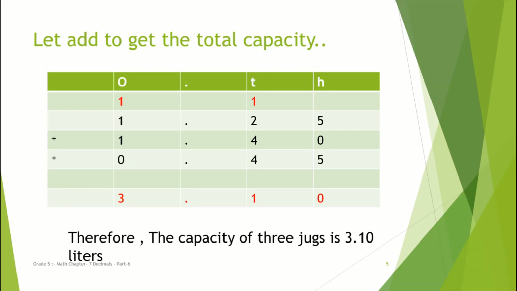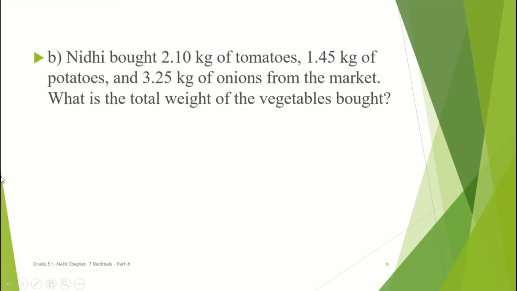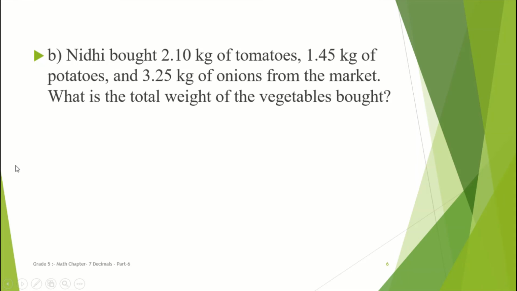Sum number 2, I will just orally explain you. Addition part, you will do it by yourself. Okay. So are you all ready for it? Yes. So sum number B of exercise 7.5 we have Nidhi bought 2.10 kg of tomatoes, 1.45 kg of potatoes and 3.25 kg of onions from the market. What is the total weight of the vegetables bought?